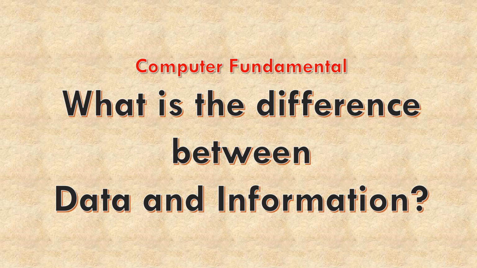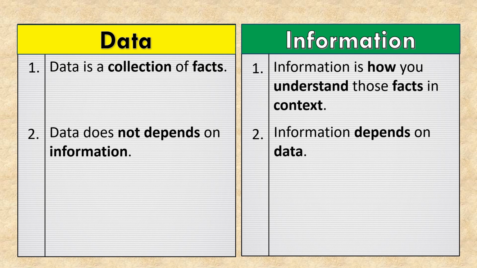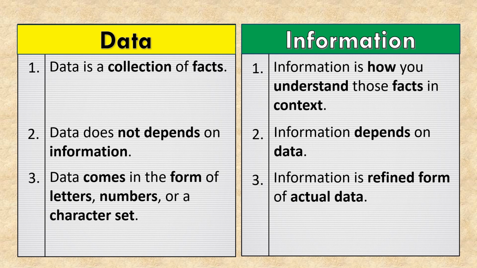In this video, we will discuss the basic difference between data and information. Data is a collection of facts. Information is how you understand those facts in context. Data does not depend on information. Information depends on data. Data comes in the form of letters, numbers, or a character set.